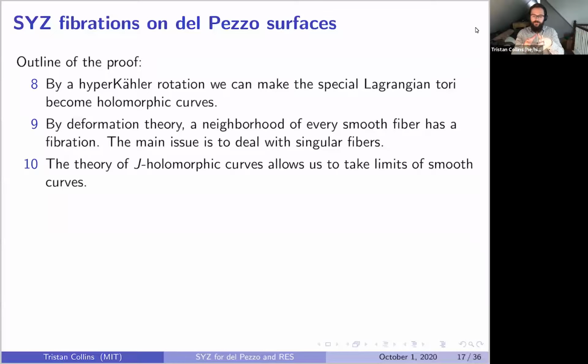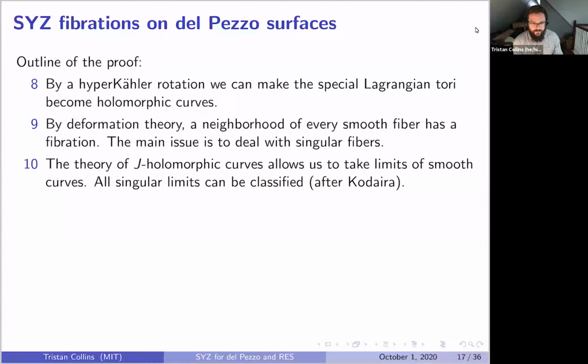So you start with some smooth fiber, you deform it, it sweeps out a local fibration, and then if this fibration breaks at some point, you can take a limit of those smooth fibers and get some sort of singular fiber. So you can classify all possible singular fibers, and this is basically just Kodaira's work of classifying singularities of elliptic fibrations.